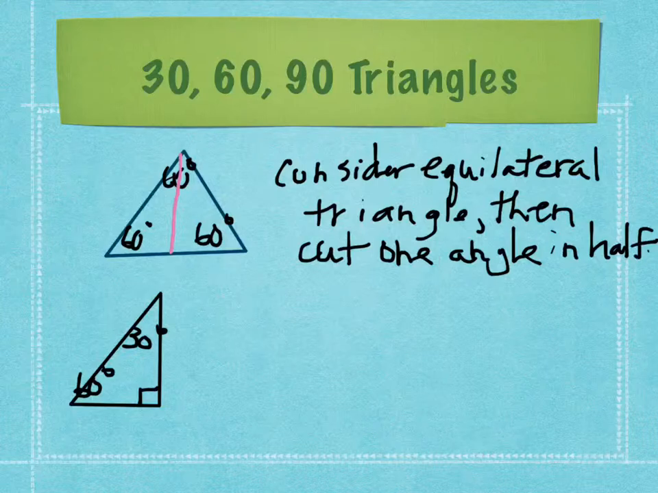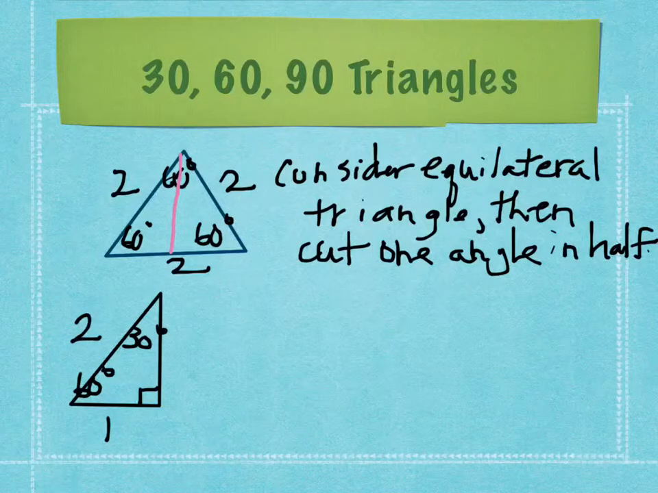Let's go back up to that equilateral triangle, and what I'd like to do is make all the side lengths 2. The reason I'd like to make the side lengths 2 is because the bottom of this triangle, I just cut it in half, right? So if I cut it in half, what is the length of the bottom of my new right triangle? 1. It's 1. So now I have two sides of a triangle. I have a 1 and I have a 2, and I can find the third side, right?